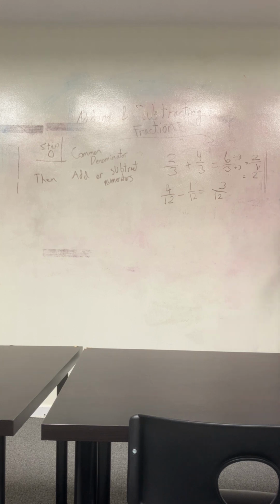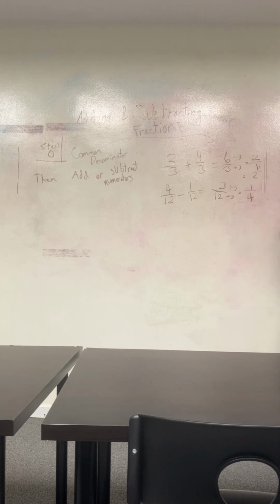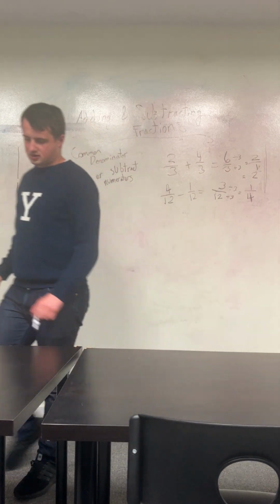1 over 3. Divided into, yeah. Divide by what? 3 over 3. So that's gonna get 1 over 3. So you get 1 over... You get 1 over what? 4. Yeah. 3 times 3 is 9. 4 times 3 is 12. Alright. Pretty good. Pretty good.